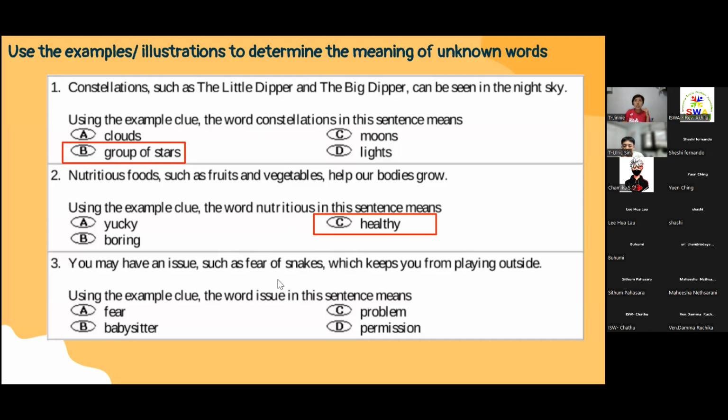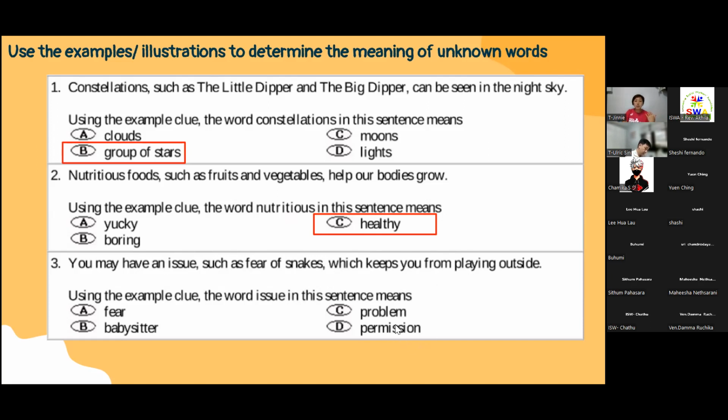Remember, that's why I say it's different from definition and meaning, because when it's a definition and meaning, you can use fear. However, now we're doing examples and illustrations. So you have an issue. Yes, I saw your answer, problem, and somebody also said problem. Yes, so you see, it's trying to say one of this issue is a fear of snake, and because of your fear of snake, it keeps you from playing outside.